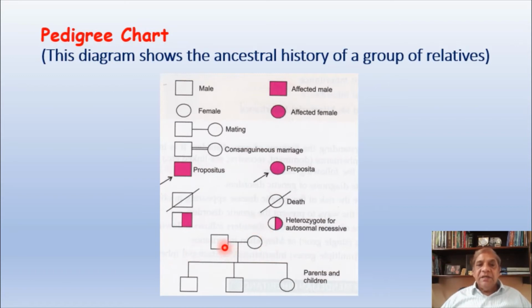And this is the first generation shown here: a male and female who have a marriage or mating, and then they have three children. From left to right, you have to draw this in sequence, whether they are male or female, and by Roman numerals mark the first generation and second generation, and you can keep on writing the third and fourth generation on one side of the pedigree chart.